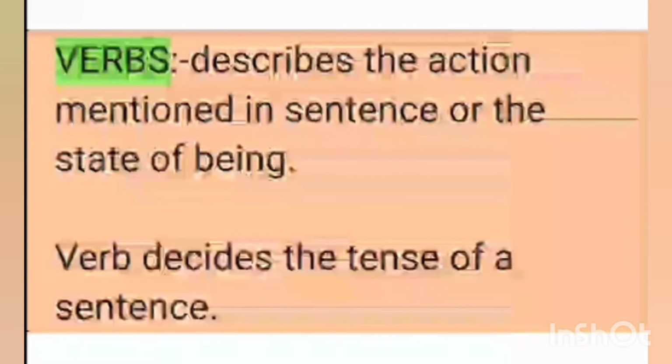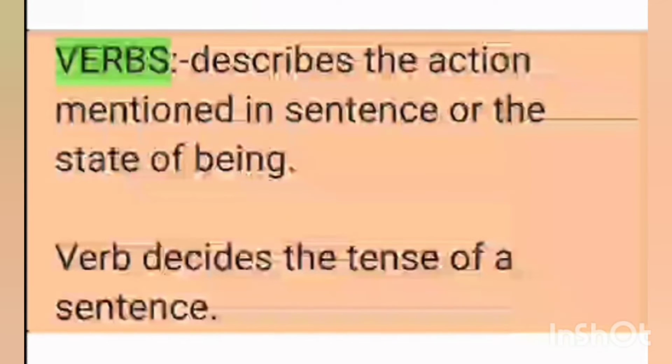Our next word class is verb. What are verbs? Verbs describe the action mentioned in a sentence or the state of being. What is the activity that is mentioned in a sentence forms the verb of the sentence, and it is the verb that decides what is the tense of the sentence or what is the time of occurrence of the event. So verbs are used to decide what is the tense of the sentence, and also verbs are the actions that are mentioned in a sentence.